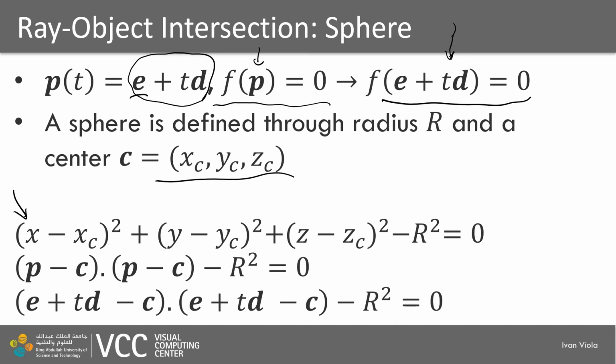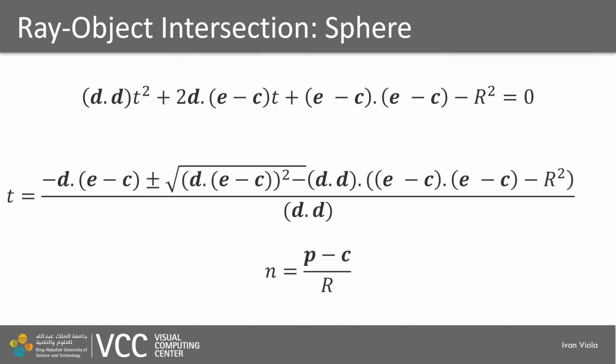In another formulation, a vector-based formulation, we have the point minus the center point, squared, minus r squared, equal to 0. Now let's put instead of the point the definition of our line points, e plus td, into each of these terms, and then let's try to find out under which t value we will intersect the sphere.